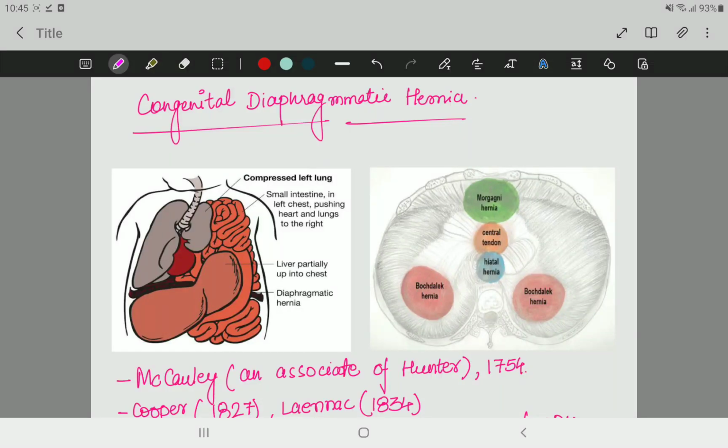We are going to discuss congenital diaphragmatic hernia today. The first thing is congenital diaphragmatic hernia. What is meant by the term CDH?